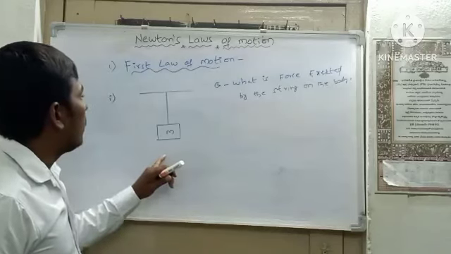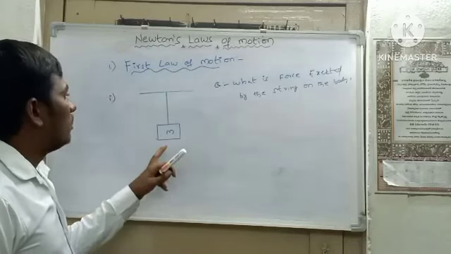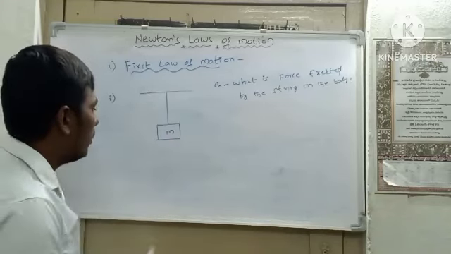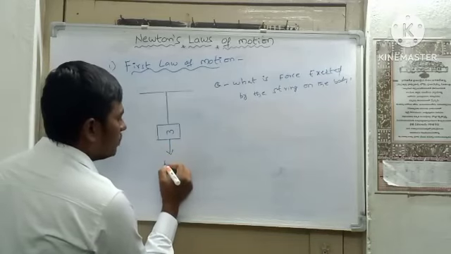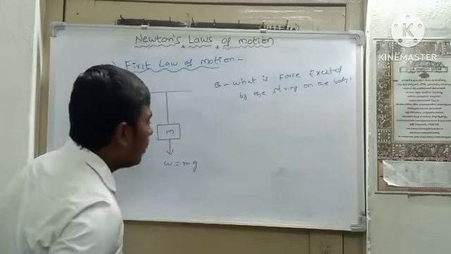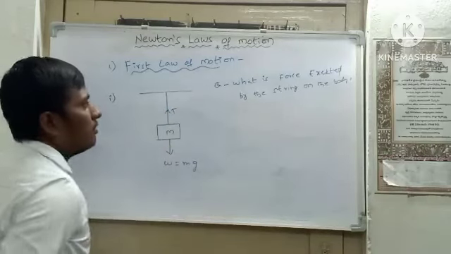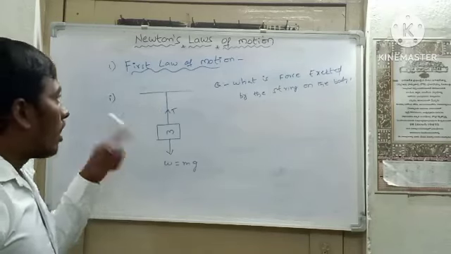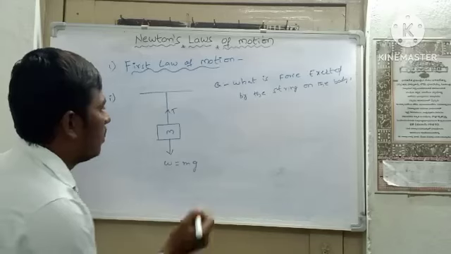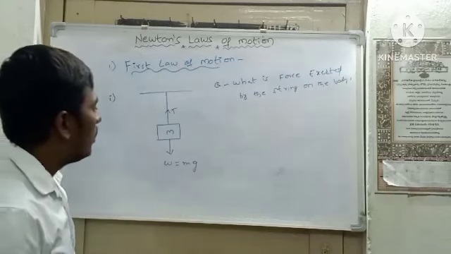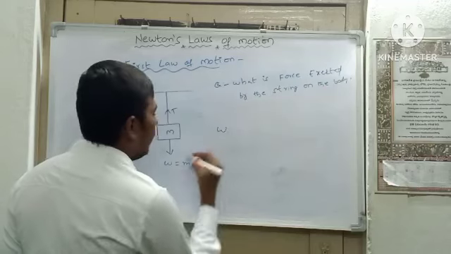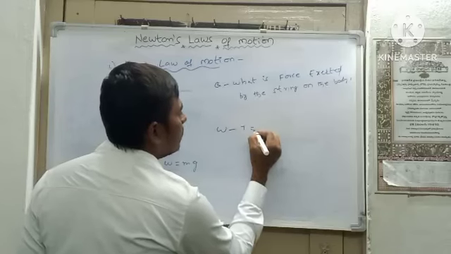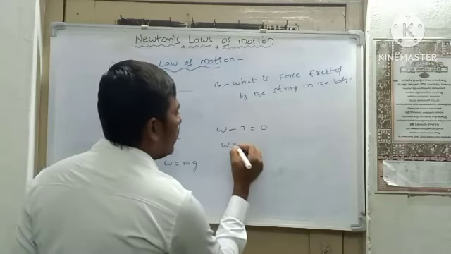So here, according to Newton's first law, the sum of the forces acting on the body equal to 0. What are the forces acting on the body? One is gravitational force, W equal to mg, which is downward. Another one is tension T, which is applied by the string. So we are going to find out the tension T. Weight is downward and tension is upward. Direction is opposite. That's why weight minus tension equal to 0. So weight equal to tension.